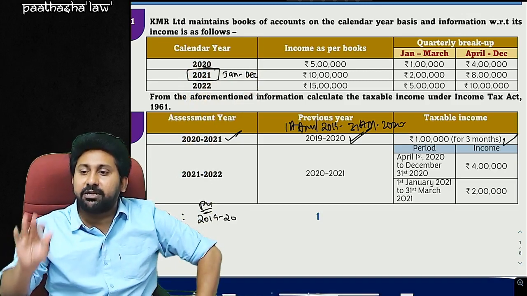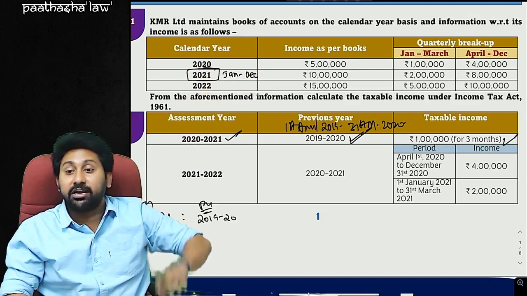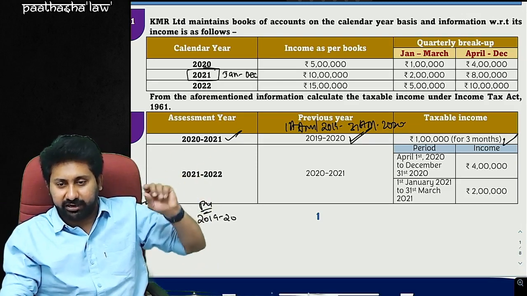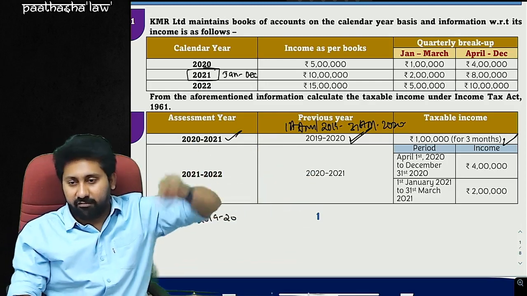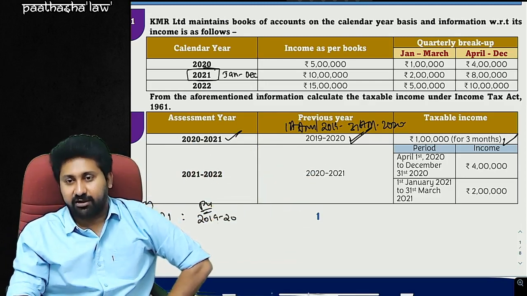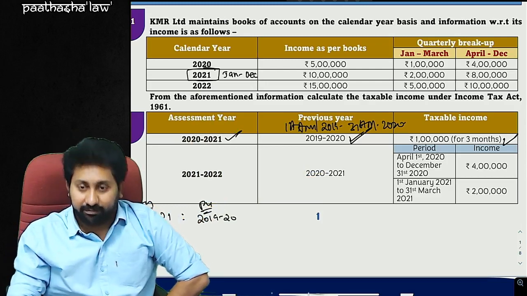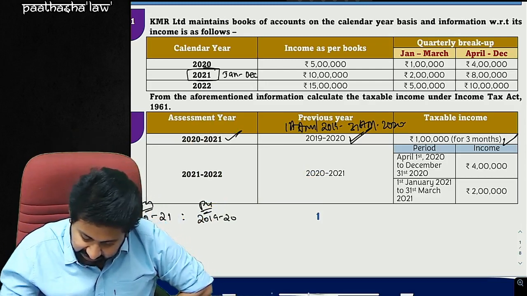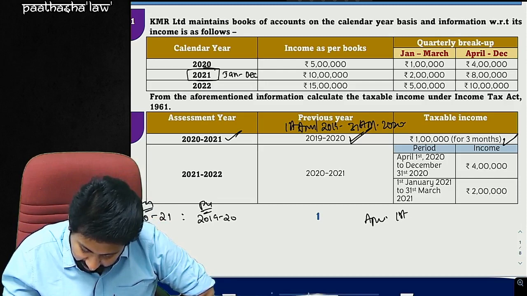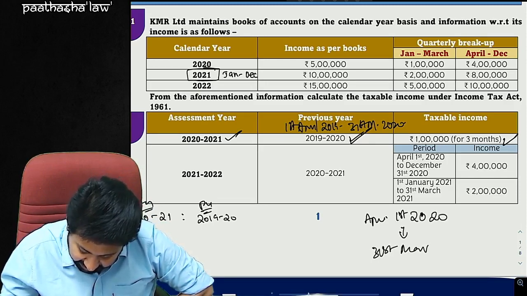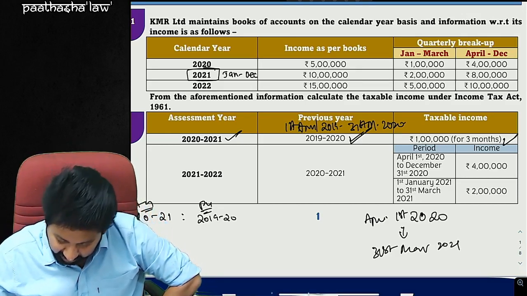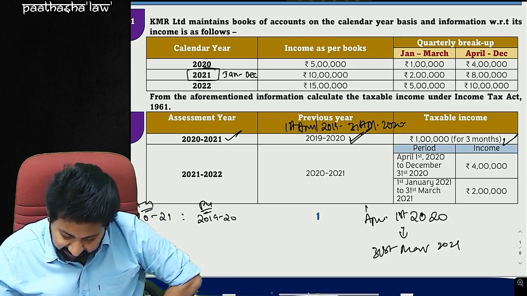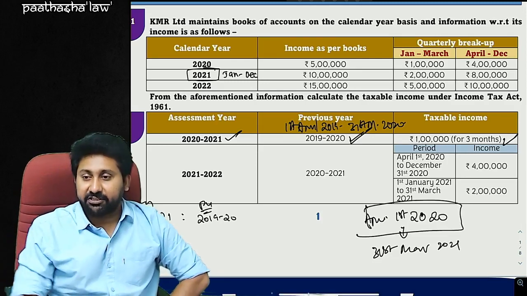Let us assume a very new source is created in 2019-20. For assessment year 2021-22, the relevant previous year will be 2020-21. That means it starts on April 1st, 2020 and ends on 31st March 2021. Now see the screen clearly: 1st April 2020 to 31st March.